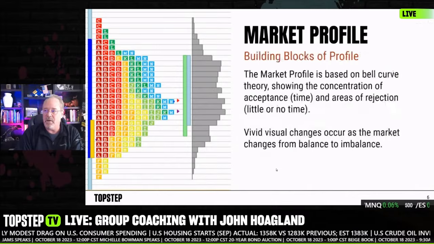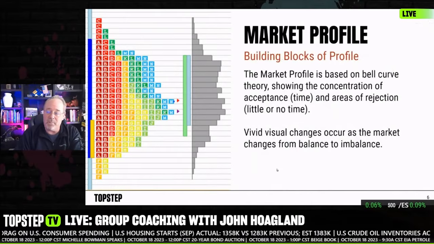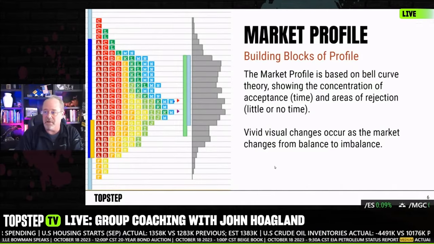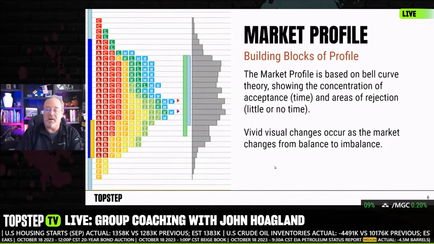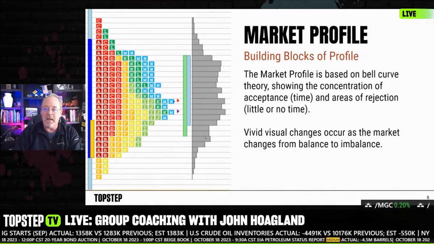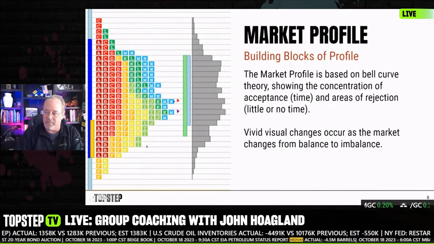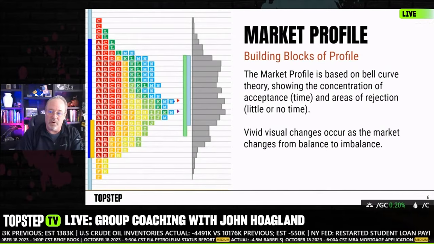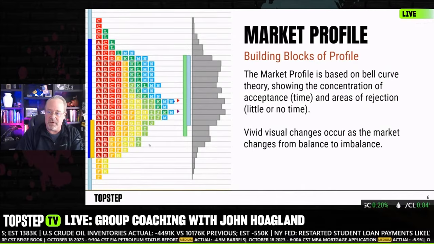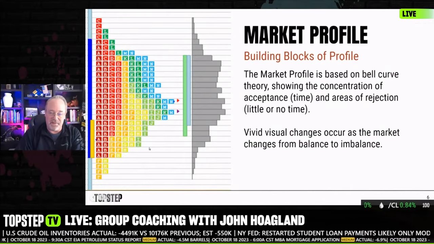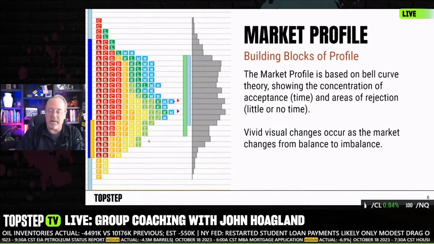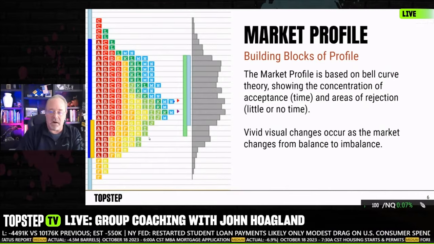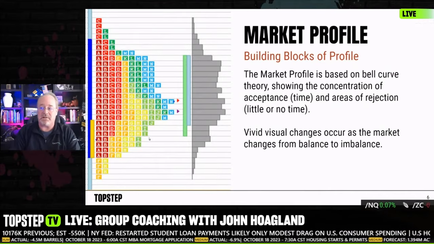So the market profile is based on bell curve theory, the Gaussian bell curve theory, showing the concentration of acceptance through time in the middle of the bell curve, and areas of rejection, or little or no time, on the extremes. When this changes, when an area of balance is rejected, that is an indication of potential change in market state, market structure, and context.